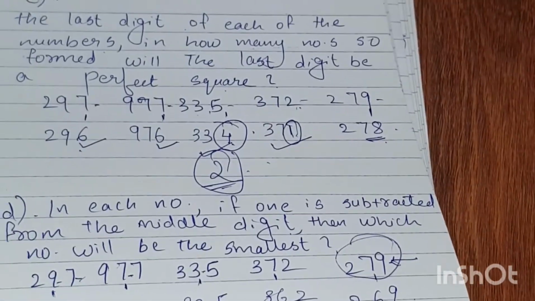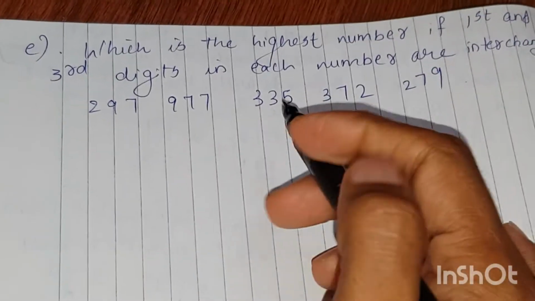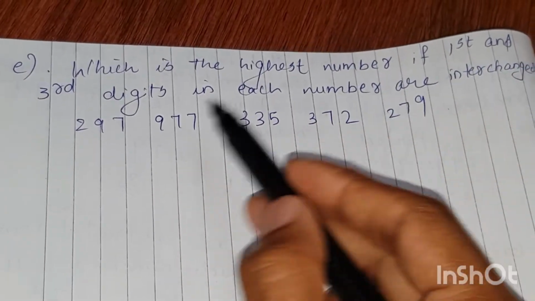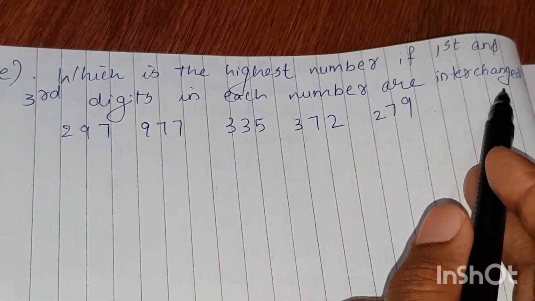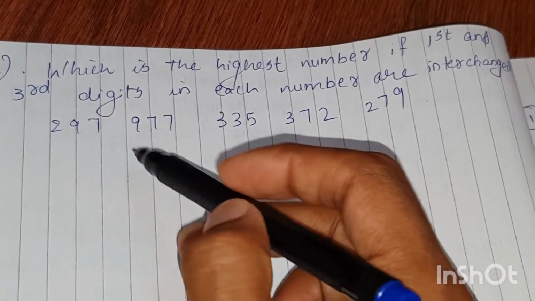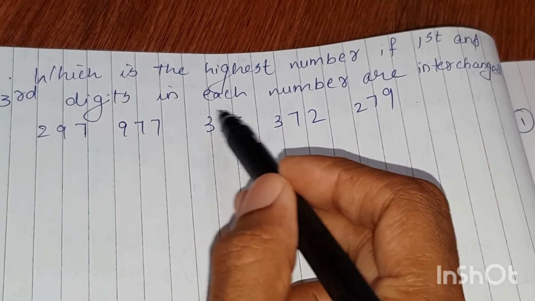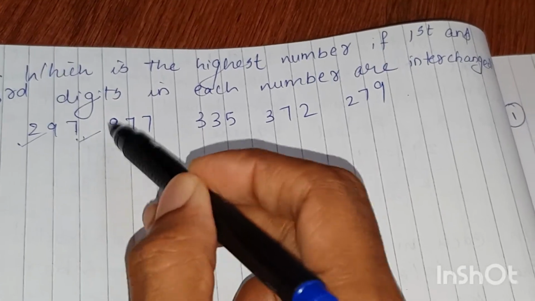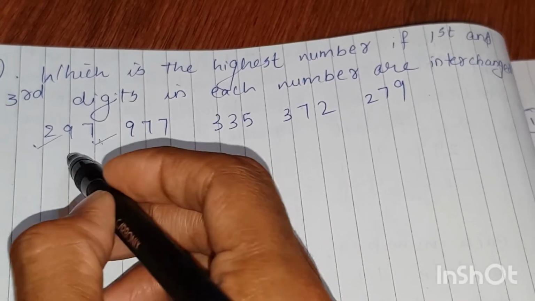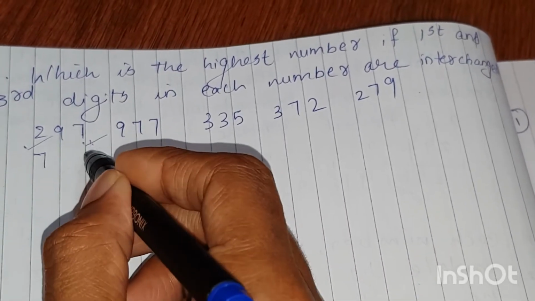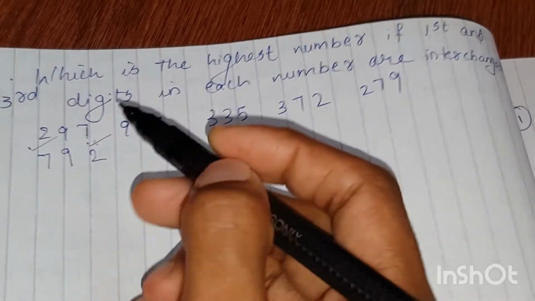Understood? Now the fifth question is, which is the highest number if first and third digits in each number are interchanged? We have to interchange in each number the first and the third digits. So we can interchange the first and third digits of 297. 7 will come this side, 2 will come this side. The middle number remains the same.